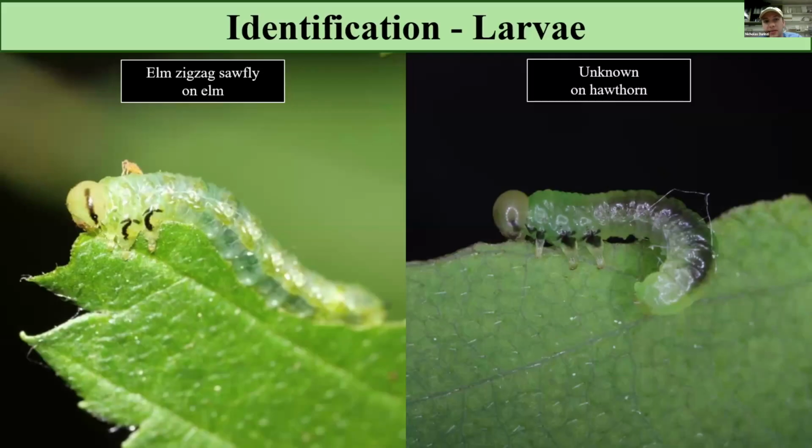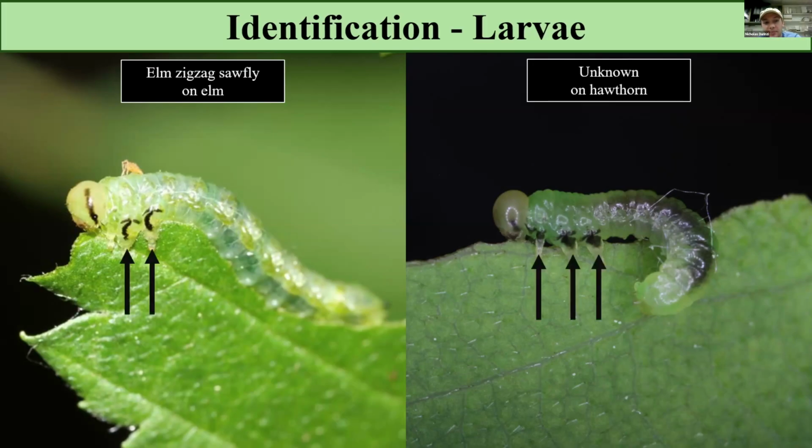While we're on the topic of larvae, I want to talk a little bit about identification, because larvae are probably the most important or the easiest to identify. A lot of sawfly larvae look very similar to each other. On the left, we have an elm zigzag sawfly, and on the right, we have an unknown sawfly I found on hawthorn. You can see they're both feeding on the margin of the leaf, and they both have black lines on their faces and T-shaped markings on their legs. But that's really where the similarities end.